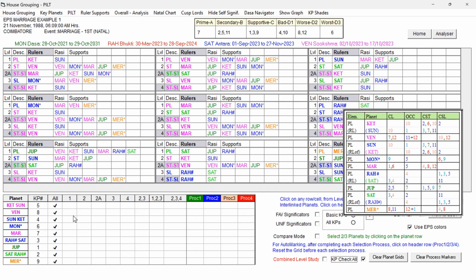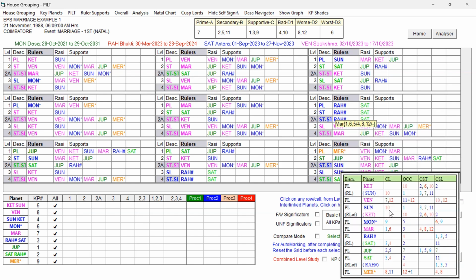Instead of that, you can selectively select some planets, and all levels or selected levels also you can check. But for the purpose of this study, I am taking all levels only. And now let us check how these key planet colors have been given. You can see, depending on each person's understanding, and case to case, chart to chart, the colors we assign will vary.